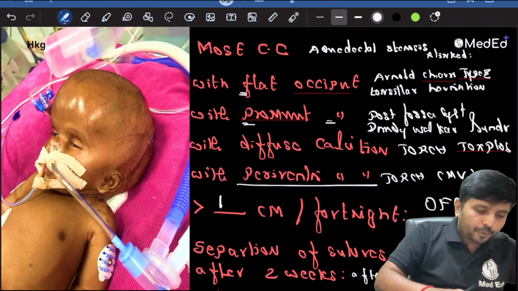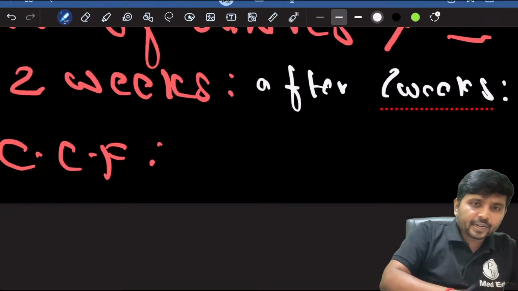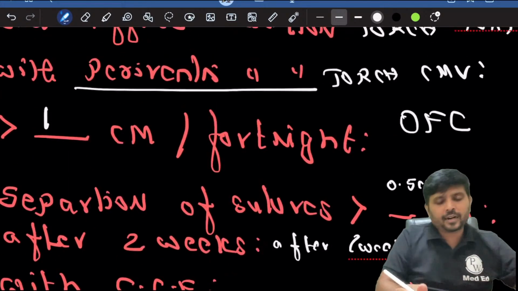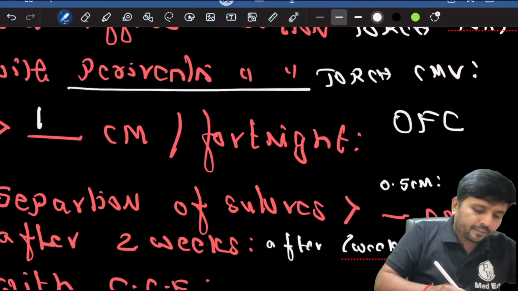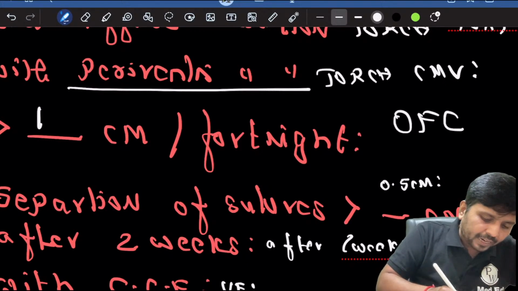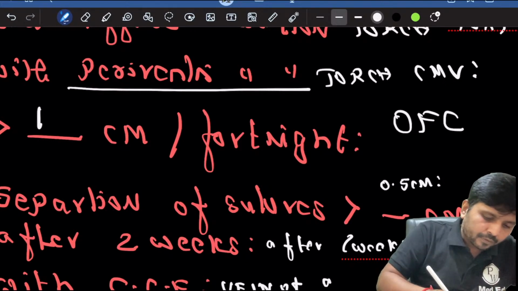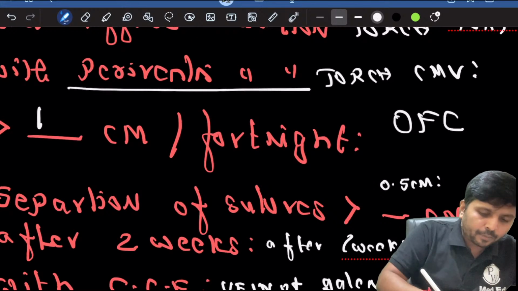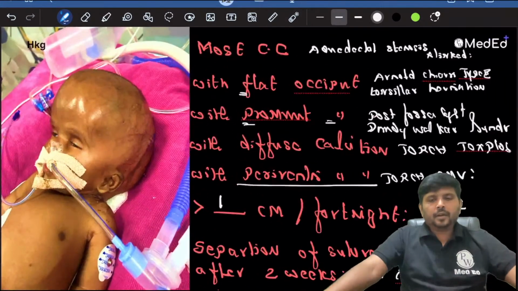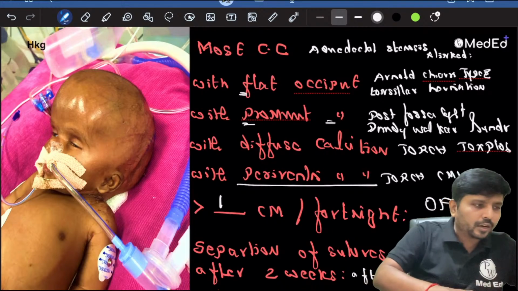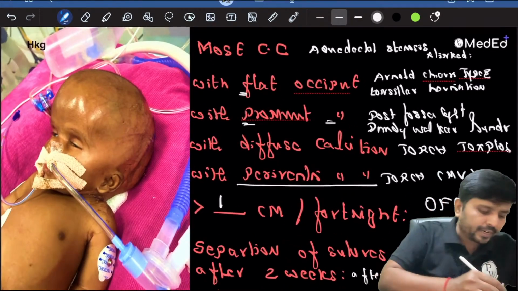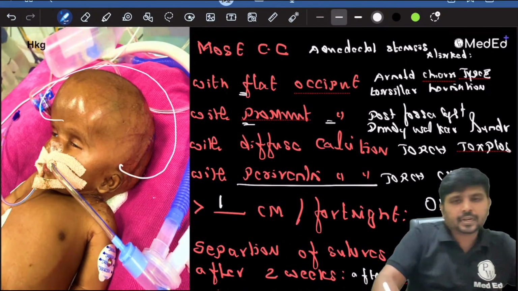And one more prominent point, whenever you get hydrocephalus with congestive cardiac failure, it is due to vein of Galen malformation. Right? So this is all about hydrocephalus, large head, occipitofrontal circumference.